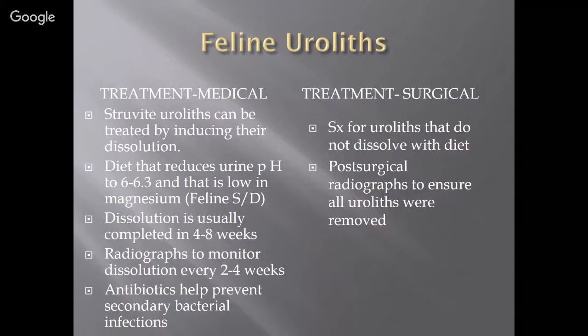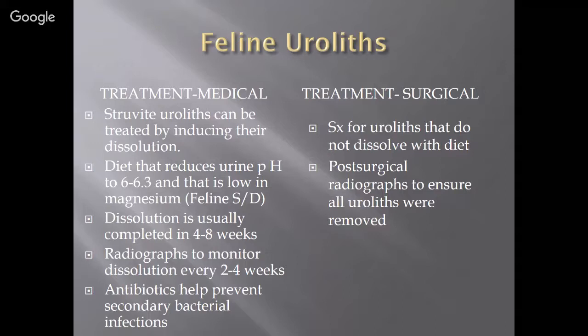So struvite uroliths actually can be treated by inducing their dissolution. So we can dissolve struvite uroliths with a diet that reduces urine pH. And this diet is Hill's Prescription Diet, Feline SD. We have to give them that and only that, and the canned variety of that diet works best, but we will see dissolution of this usually within 4 to 8 weeks. We do want to monitor that with an X-ray every 2 to 4 weeks. Antibiotics can help prevent secondary bacterial infections, but again, when you give antibiotics, they have to be given properly.